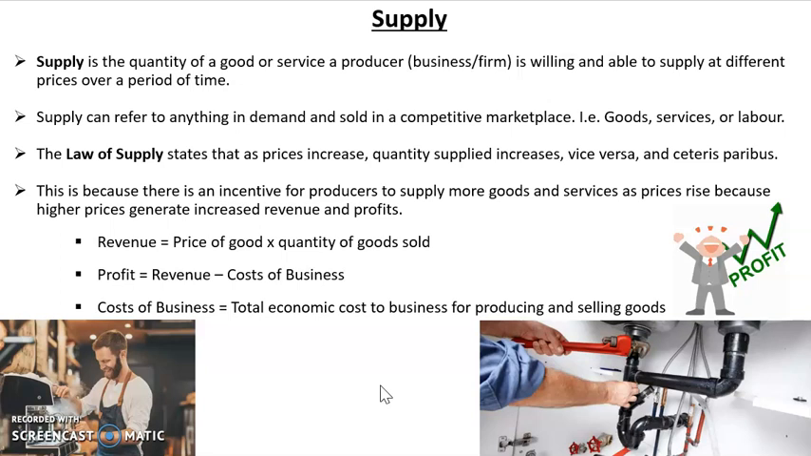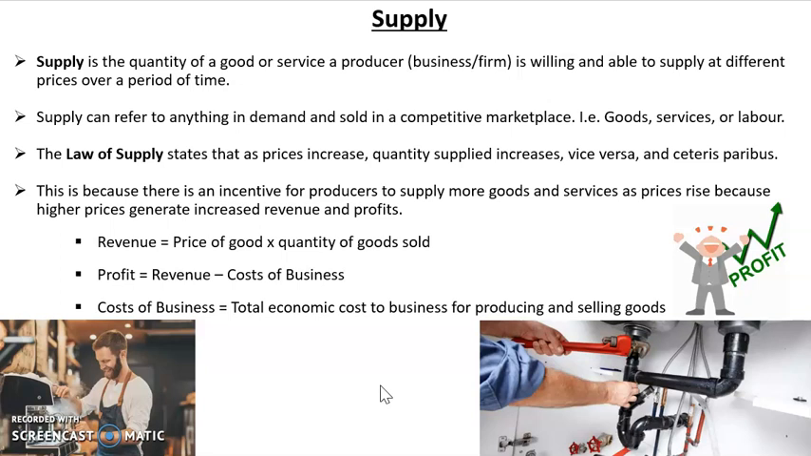So the reason why firms are able to supply more, or quantity supplied increases when prices rise, is because they're able to generate more profit. And this comes about from increased revenue at a higher price. So I've got 3 bullet points there which provide just some explanation of these terms: revenue, profit, and cost of business, because we'll be referring to them throughout the supply topic.